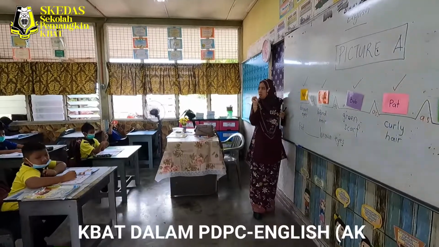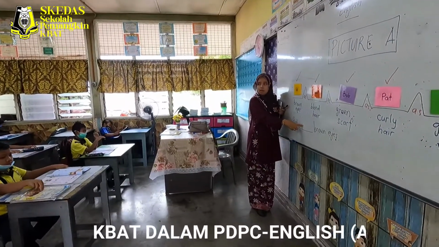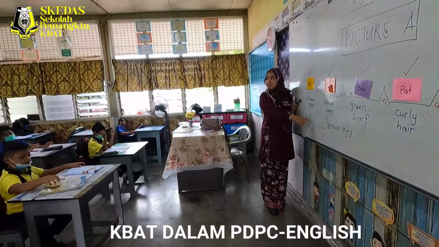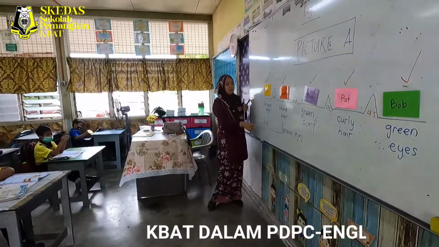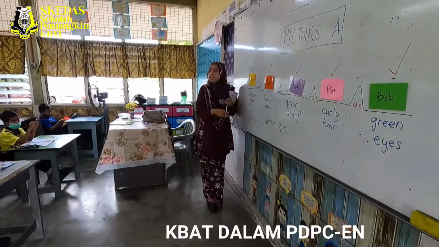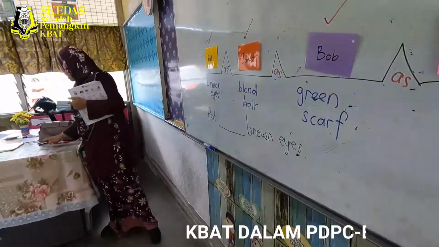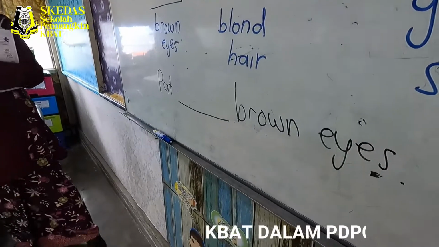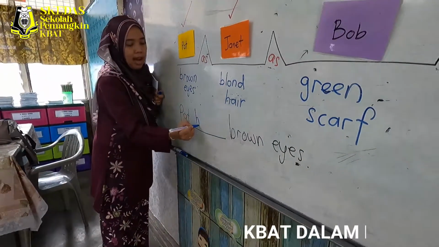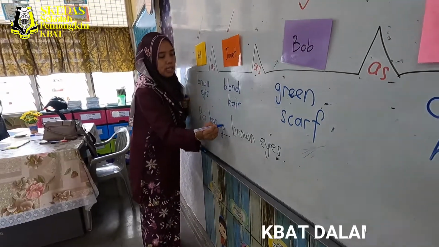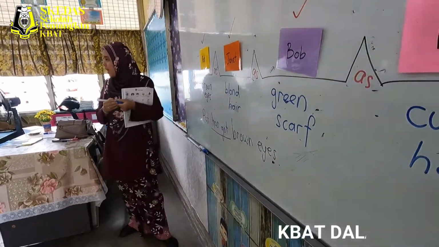What did I say just now? Pat. Pat what? Brown eyes. What? Has got. Has got. Very good. Pat has got brown eyes. What is the meaning of Pat has got brown eyes? Pat. Very good. Has got brown eyes.